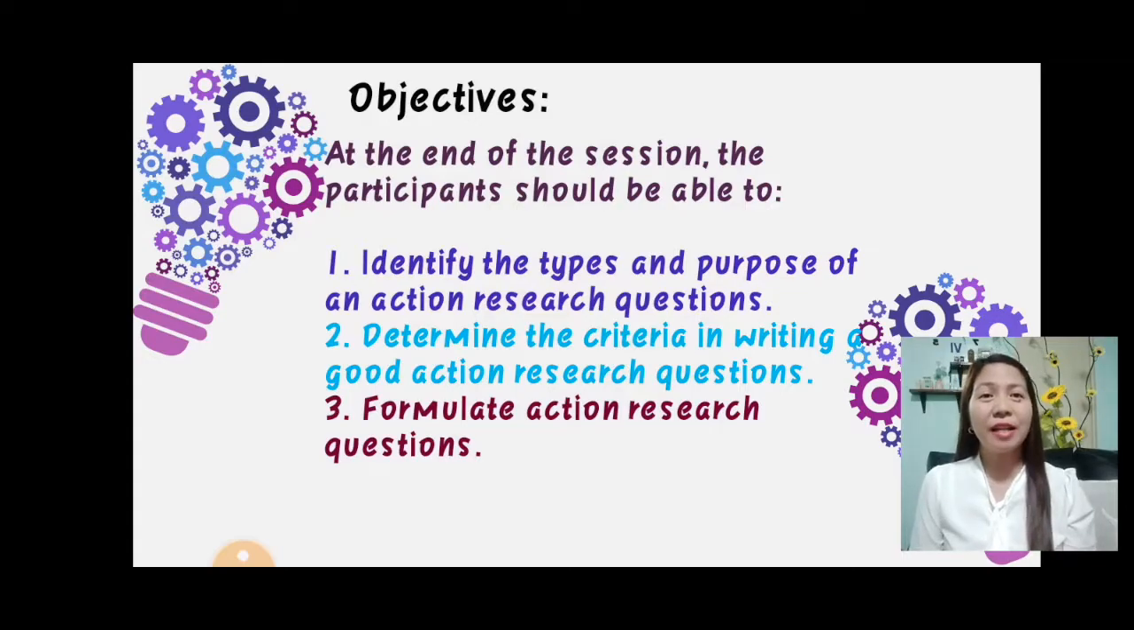The participants should be able to identify the types and purpose of action research questions. Second, determine the criteria in writing good action research questions. And formulate action research questions that you will be doing later on.